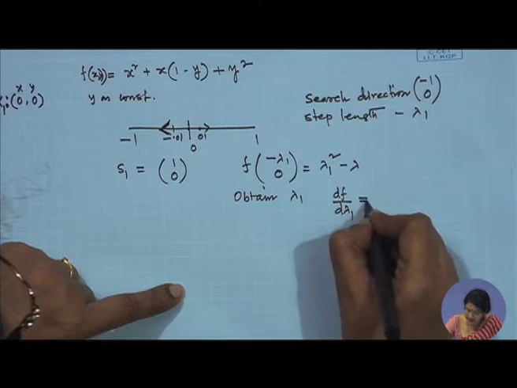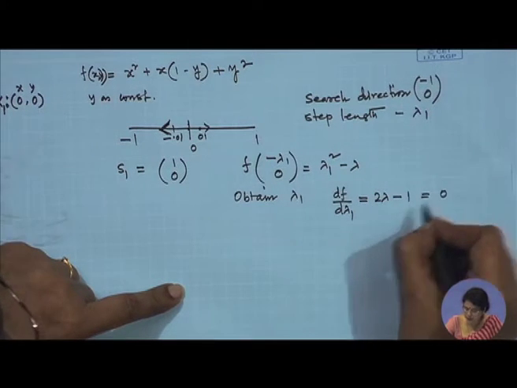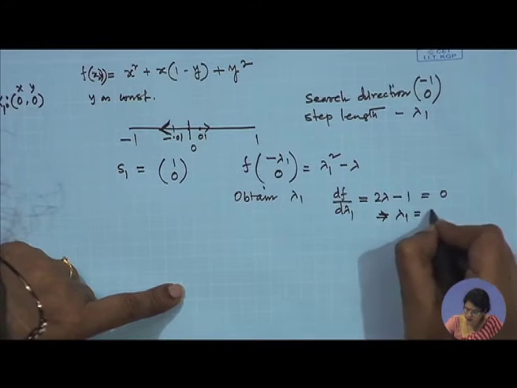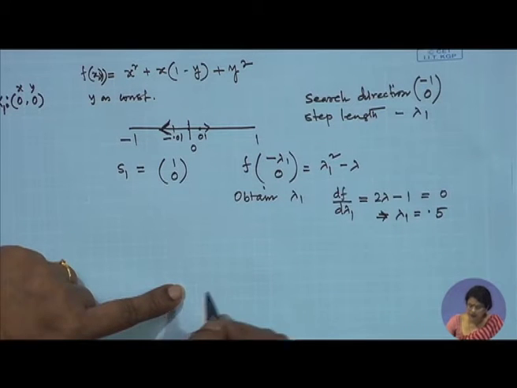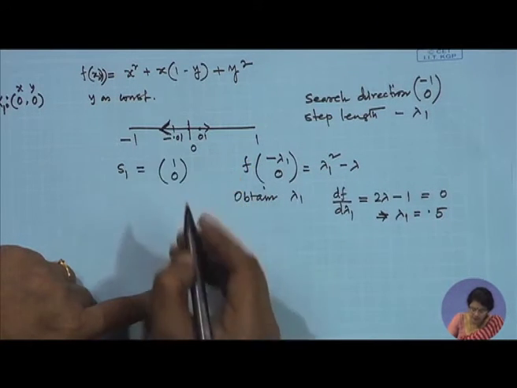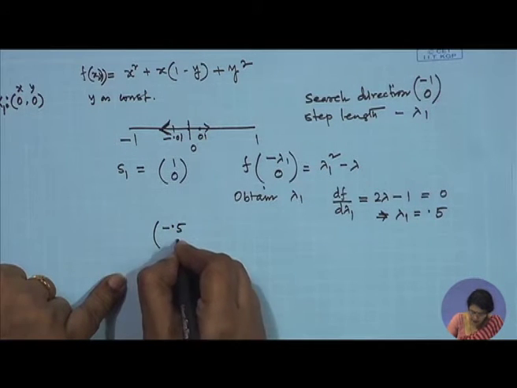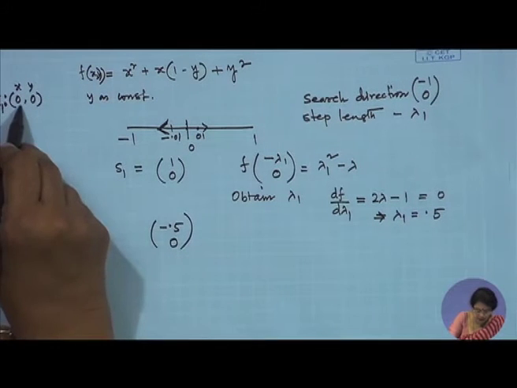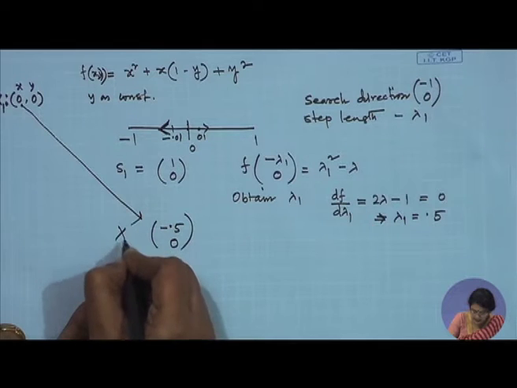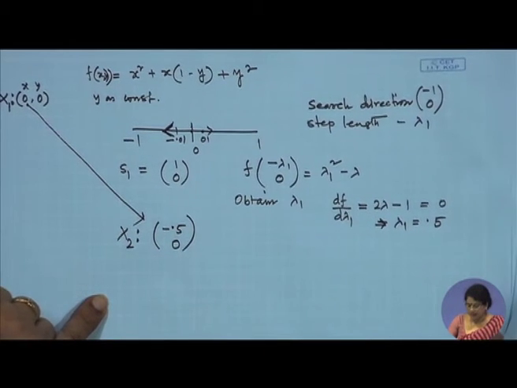This is coming as 2 lambda minus 1 is equal to 0. If I consider this, we are getting lambda 1 is equal to 0.5. That is why it is clear that from this point I will move to the next point as minus 0.5, 0. That is why I am starting from x1, 0 0, I am moving here. This is my next point x2, alright.